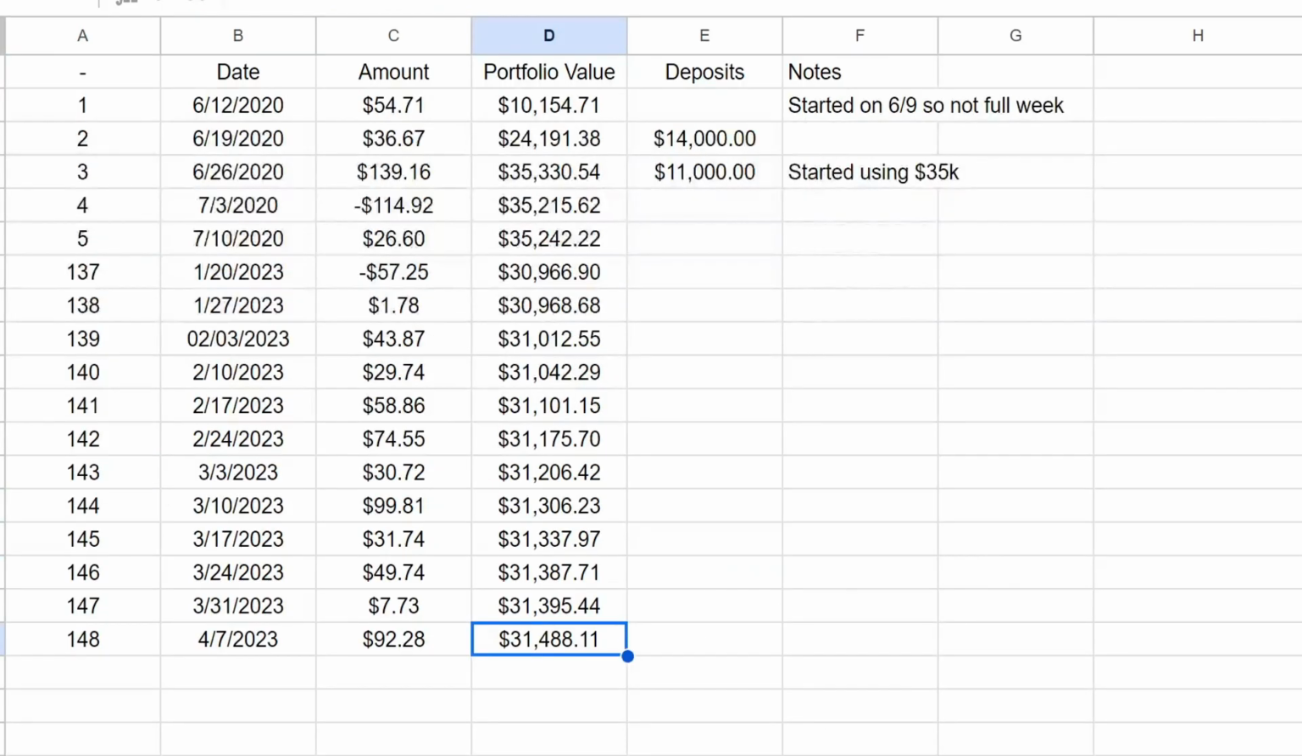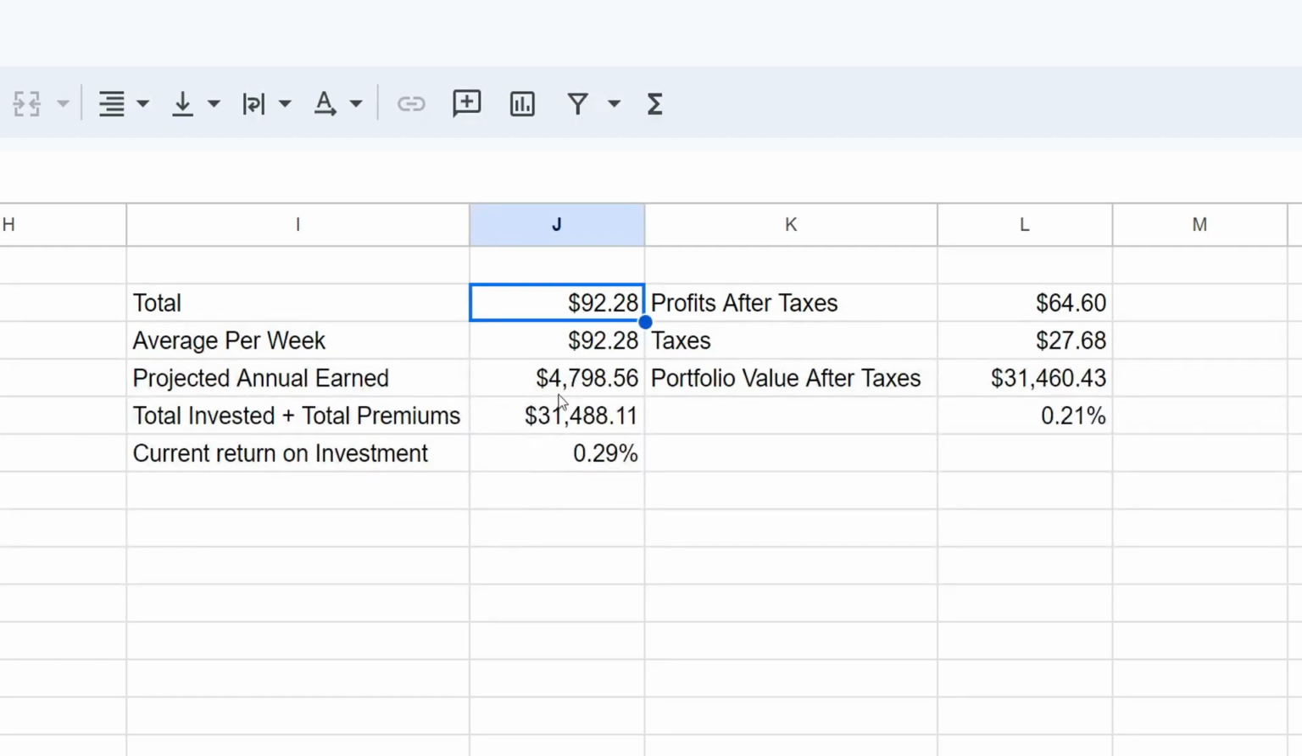If we look at the weekly performance, you'll see that week 148, we are at $31,488.11 after you add up this premium. If we look over here, this is what we've collected so far. So I'm starting the year in April, and then we'll reevaluate and see how much we made in total by next April of 2024. That'll be our year there. So this is actually our first week for this, technically, for this year for us. So far we are at $92.28. So far is what we've made so far.